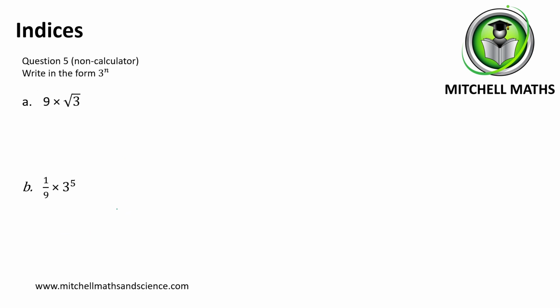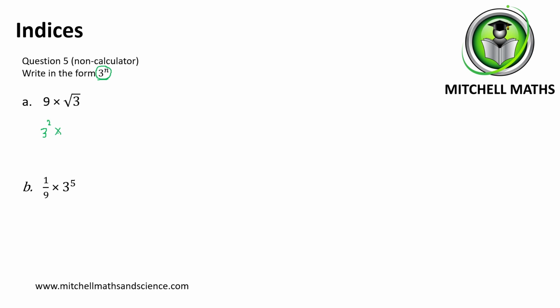Now question 5, it goes a little bit different. We're working sort of backwards, because now we're looking for something written in the form of 3 to the power of n. And the trick with these types of questions, when you've got 2 numbers, is you have to first get both numbers in this format. So we need to think, can we write 9 as 3 to the power of something? Well, we know that 3 squared is equal to 9, so we're going to write it as 3 squared.